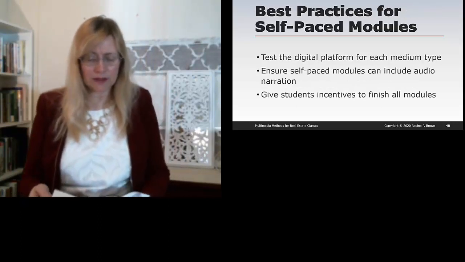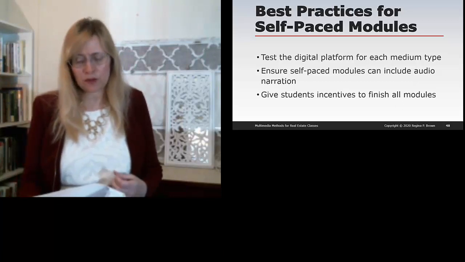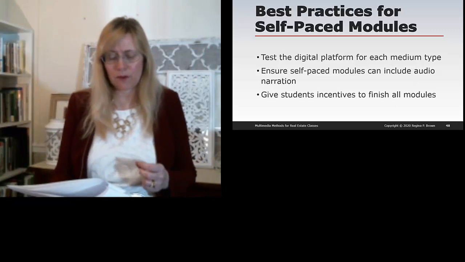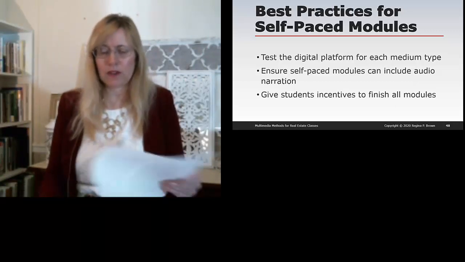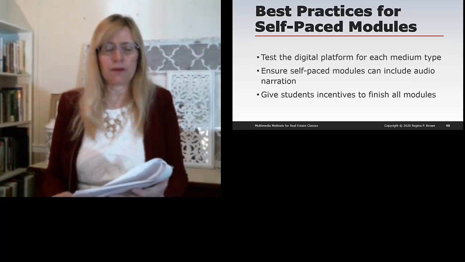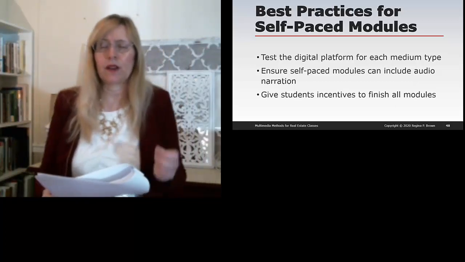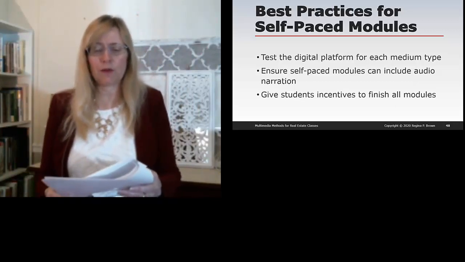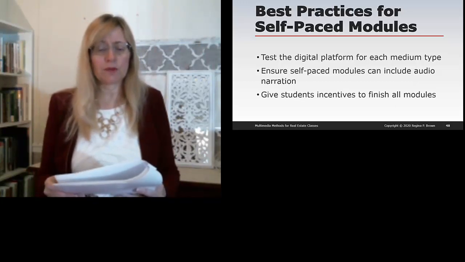What are the best practices for self-paced modules? To use self-paced modules most effectively, instructors will need to test the digital platform for each medium type before posting the content. As mentioned above, technology platforms and access levels will play a key role in the success of an online lesson module. Instructors will want to ensure that self-paced modules can include audio narration so students can experience the full learning effect.